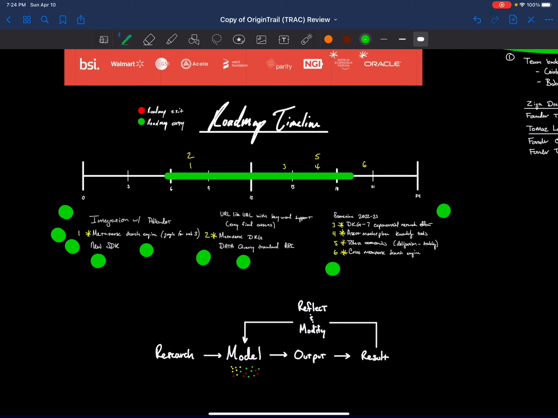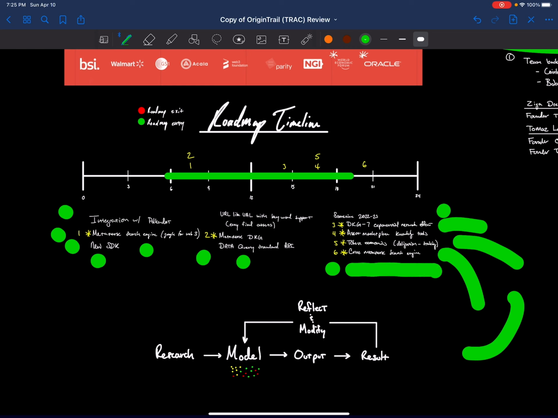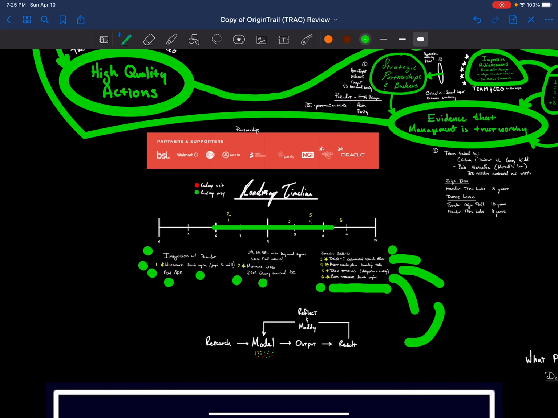As far as their timeline beyond 2022, Decentralized Knowledge Graph 7, which looks like they're going to be focusing on exponential growth at that stage. Asset marketplace for knowledge tools. Token economics, which is the type of thing that causes price to pump, but that's in the distant future. And cross-chain metaverse search engine. So these are all pretty powerful things.